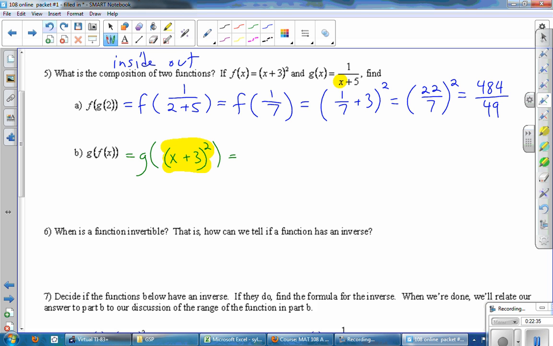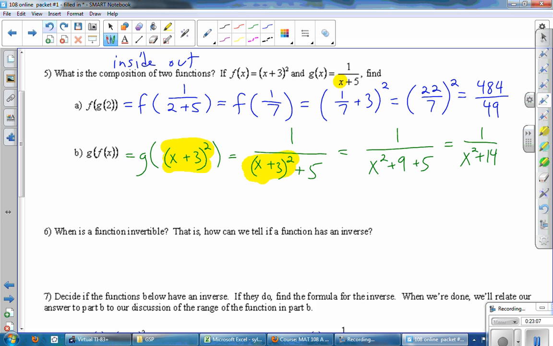So copying the g function, it says 1 over x plus 5. I'm just going to leave a blank for the x. Instead of the x, we put what's in the parentheses, x plus 3 squared. That's the x. And that's it. We can clean this up a little bit, but the hard part is done. 1 over, let's see, x plus 3 squared, x squared plus 9 plus 5. That's 1 over x squared plus 14.